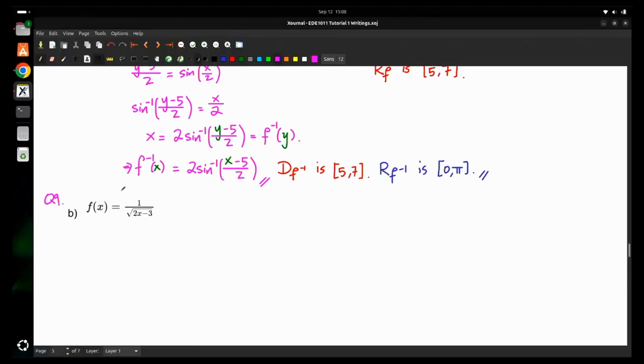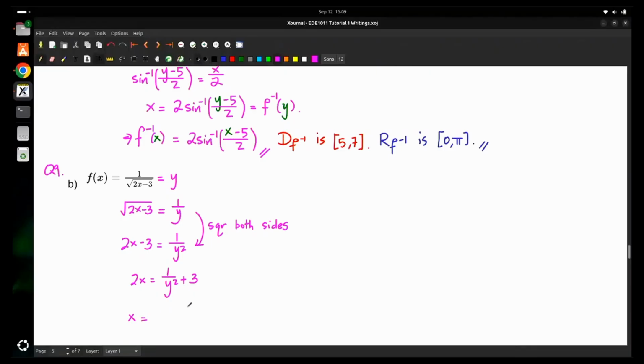Okay, so for B, it is basically repeating the same procedure. So let this one equal y. Then after that you have to isolate x, correct? So you take the reciprocal of both sides, and then subsequently you just square both sides. So 1 over y, whole thing squared, is the same as 1 over y squared. So then from here, you have 2x equals 1 over y squared plus 3. No objections? Then you isolate your x by just dividing by 2. So x equals 1 over 2y squared plus 3 over 2.